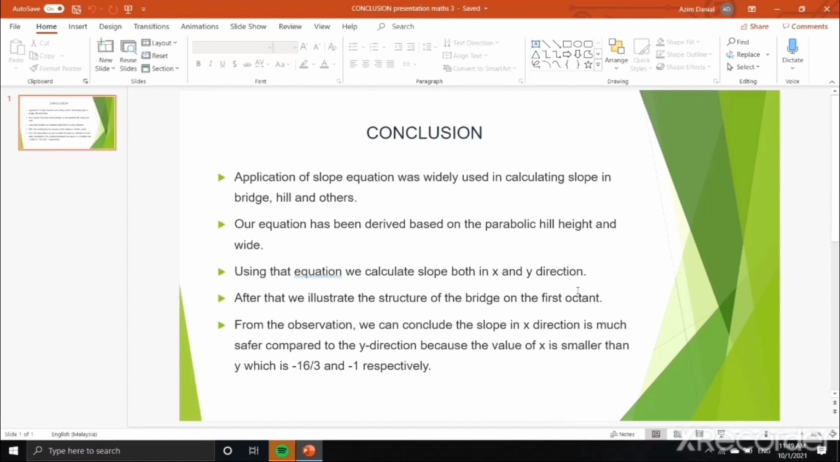So based on the illustration, from the observation, we can conclude that the slope in the y direction is much safer compared to the x direction, because the magnitude of the slope in y is smaller than in x, which is negative 1 compared to negative 16/3, equivalent to negative 5.333. So we can conclude that the smaller the value of the slope, the safer it is. In this case, the y direction is safer because the value of the slope is smaller than x.